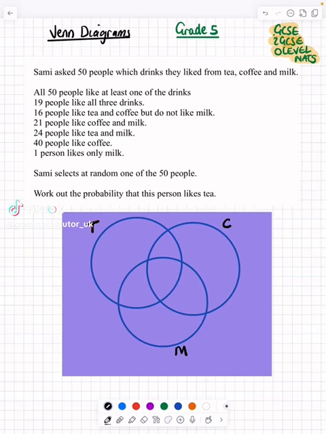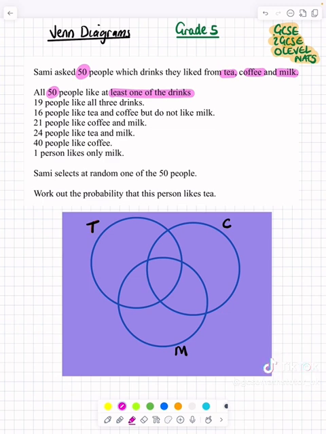Venn diagrams. There was a similar question in paper 3H that students did recently in the 2025 Edexcel exam. The question says, Semi asked 50 people which drink they like from tea, coffee and milk, and all 50 people like at least one of the drinks. So we won't have anything outside the three overlapping sections in the Venn diagram.